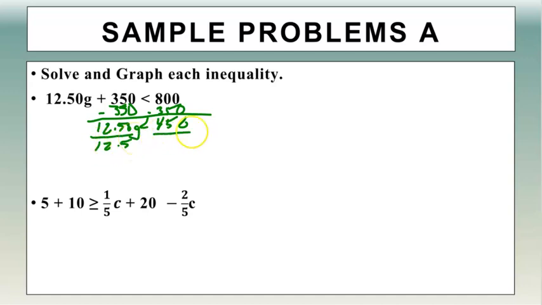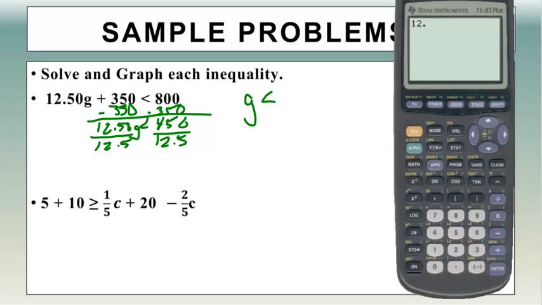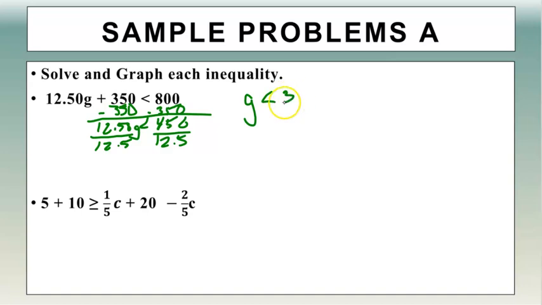If you want to put the 0 in there, that's fine. It's not going to affect the answer. So 12.5 here. So we're going to have g is less than, and we'll grab our calculator here. So we got 12.5, we have 450. And we're going to divide that by 12.5, and that gives us 36. So on a number line, we have 36 here. We're going to put an open circle because it cannot equal it. Less than goes to the left.